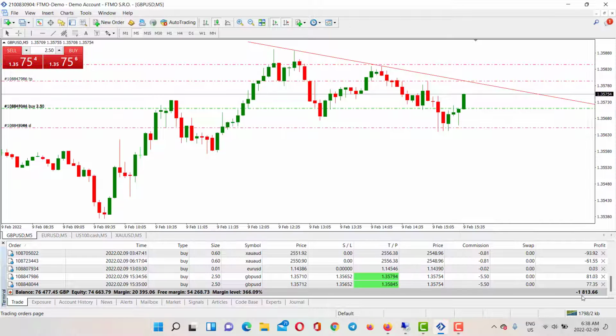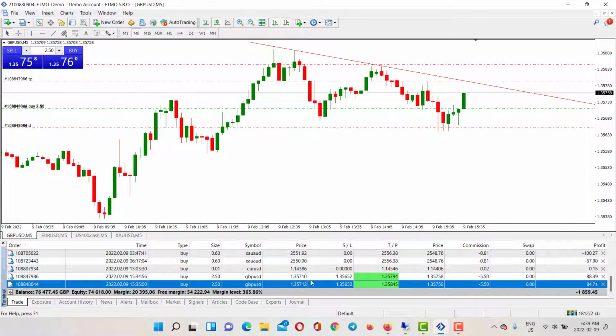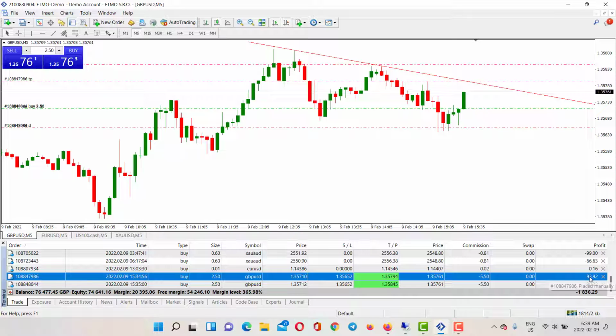So this is how it's going, guys. Don't pay attention to these floating trades here because the robot is trading on it. So I don't really care about this balance. I care about these two trades that I have open here. And as you can see, we have the two trades, both of them are in profit.